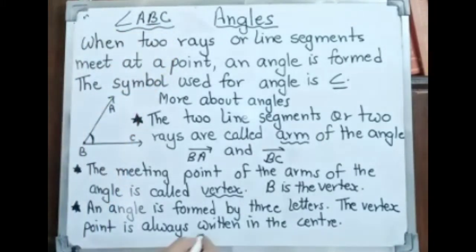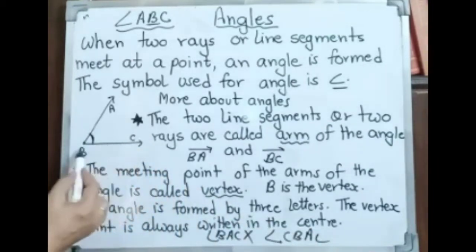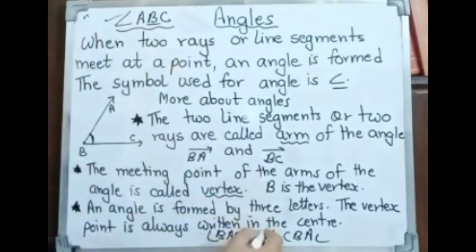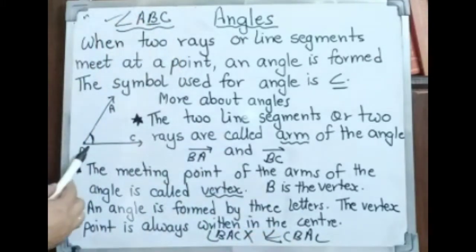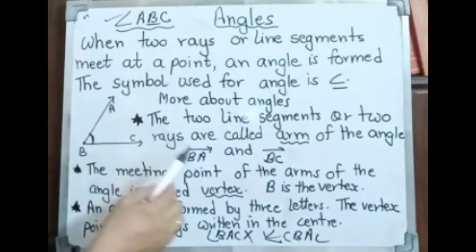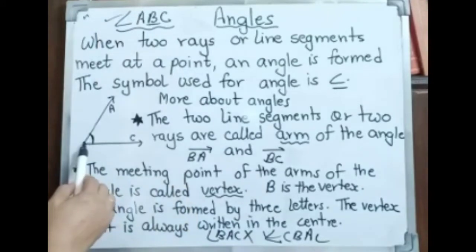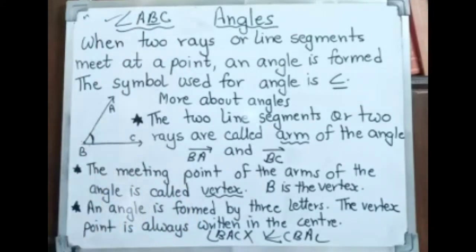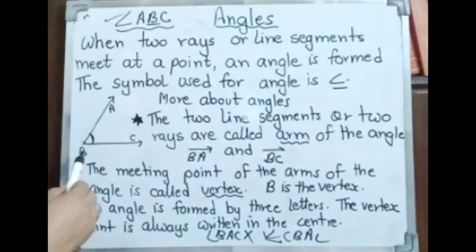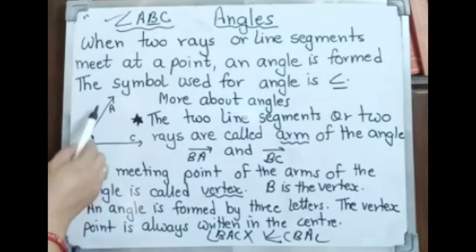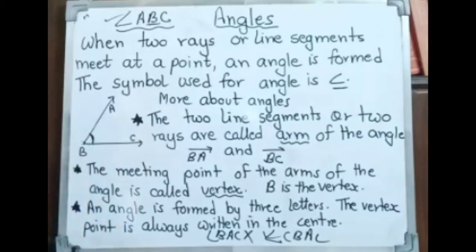If you write angle BAC, it will be wrong. If you write angle CBA, it is right. Both ways you can write, CBA and ABC, so both are right. Always take the vertex in the middle and then write. But when you are telling the arms, you have to say BA and BC. So these are 3 very important parts of angles. You have to take care of these 3 parts. According to that, you will form the angle, name the angle, name the vertex, and name the arms.